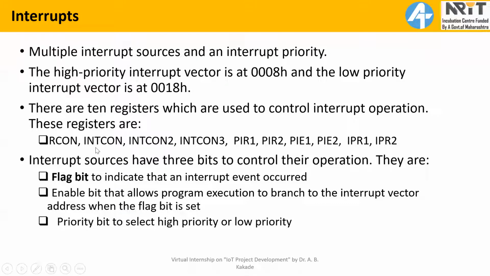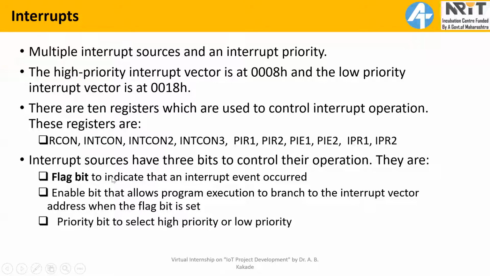Then we have the interrupt control register. It contains some bits. There is also the interrupt control 2 register and the interrupt control 3 register. Remember, there is no interrupt control 1 register. Then there are PIR1, the peripheral interrupt request registers, and there are two such registers. Then PIE1, the peripheral interrupt enable registers, and then IPR, the interrupt priority registers. So a total of 10 registers are there.